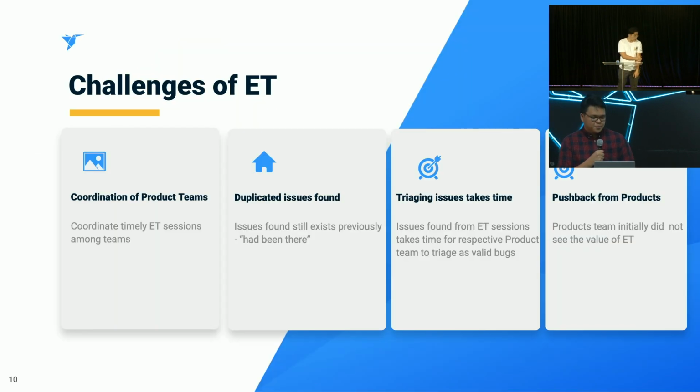Thanks, Myron. So I will just briefly touch some points about the challenges of a journey of ET. First of all, basically the coordination of product teams, as Myron mentioned earlier on in the previous slide, where it tends to be a bit hard for us to coordinate timely within the ET sessions across the teams, and more so it tends to be slowing down the release processes from the product perspective.